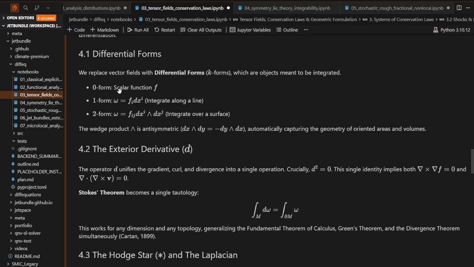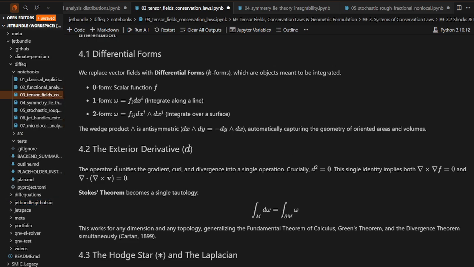So if we look at a zero form, the scalar function f, it's just a scalar. That's what we call a zero form. A one form is basically a line integral, all right? And again, they're just built to integrate. The two form is what we call a surface integral, or just integrate over a surface. And the wedge here has this antisymmetric property that essentially bakes in the idea of orientation, right? Oriented surfaces, areas, and volumes, okay?